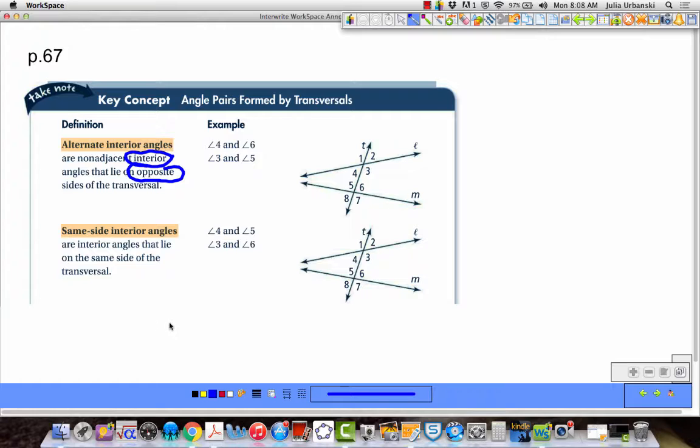Read same side interior angles and think about what the two location keywords are. What's special about same side interior angles? Same side are what? Interior, same side. Good. Same side there and interior there. So it's going to be on the inside of the two lines, but instead of on opposite sides, it's going to be same sides, 4 and 5.